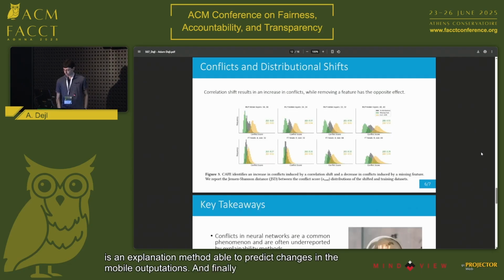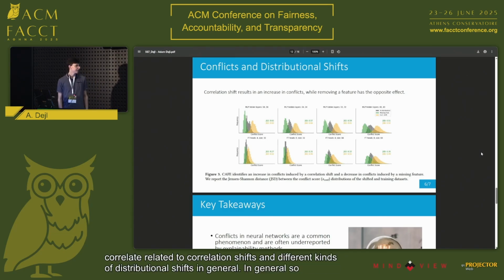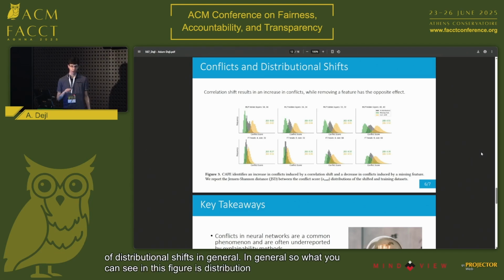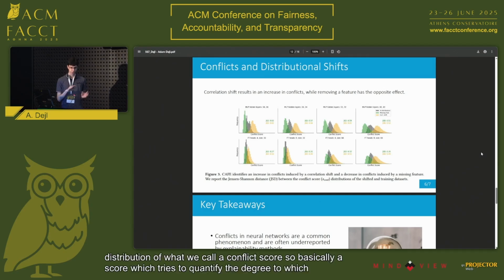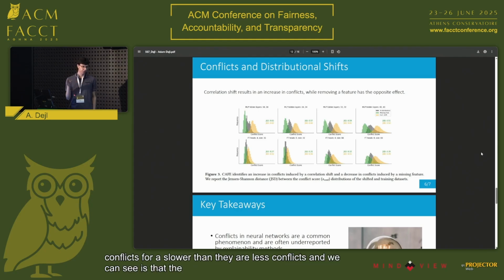And finally, we also looked at how conflicts might be related to correlation shifts and different kinds of distributional shifts in general. What you can see in this figure is the distribution of what we call a conflict score, a score which tries to quantify the degree to which there are conflicts. If the conflict score is higher, then there are more conflicts. If the conflict score is lower, then there are fewer conflicts. And what we can see is that the orange distribution shows samples coming from a distribution with correlation shifts, so two variables which were correlated in the original training distribution now have a different relationship.